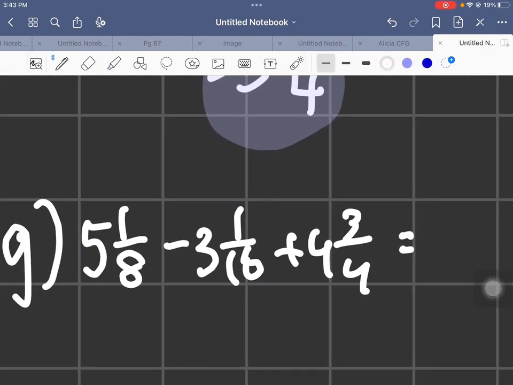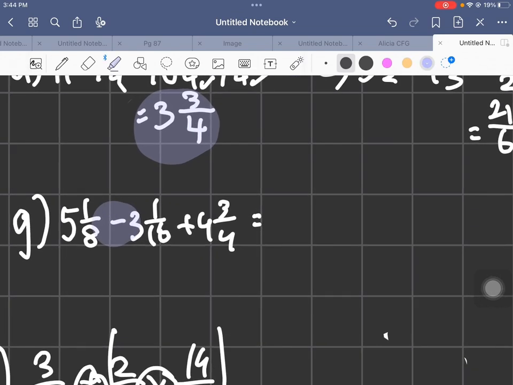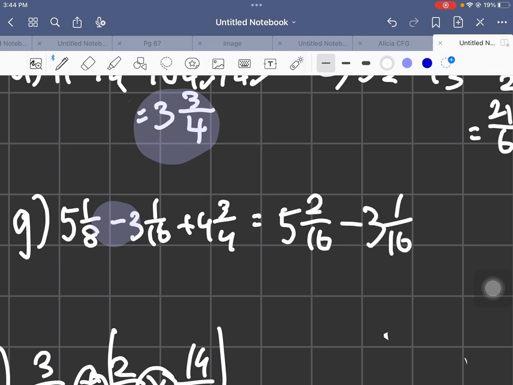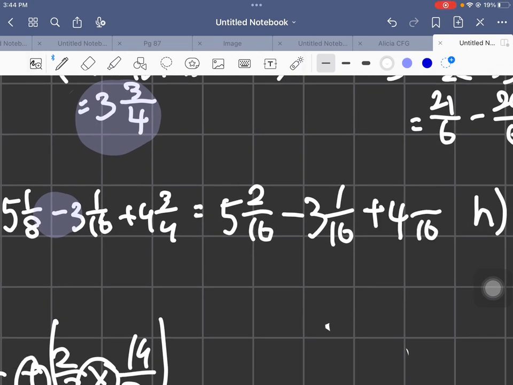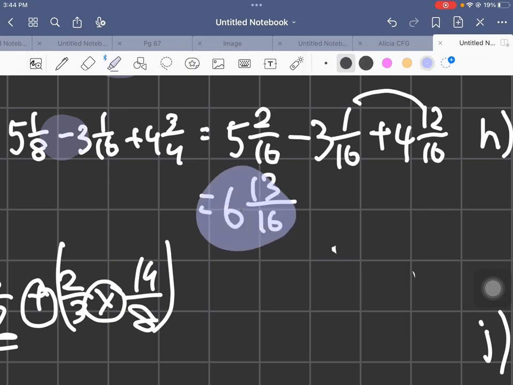Question G. It's very similar to question F. The operator here is just not the same, which is minus. We'll do the same thing. 5 minus 3 equals 2, 2 plus 1, 6. It remains 16. 2 minus 1 equals 1, 1 plus 12 equals 13. And so this is the final answer.